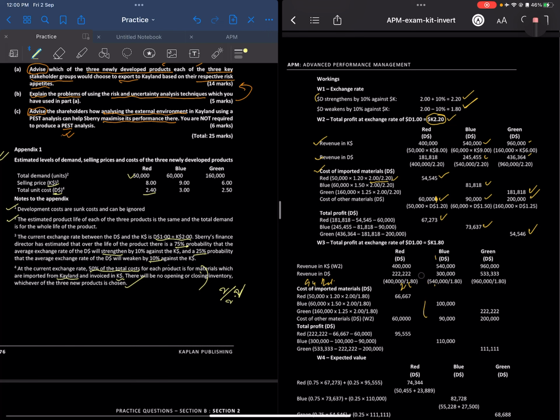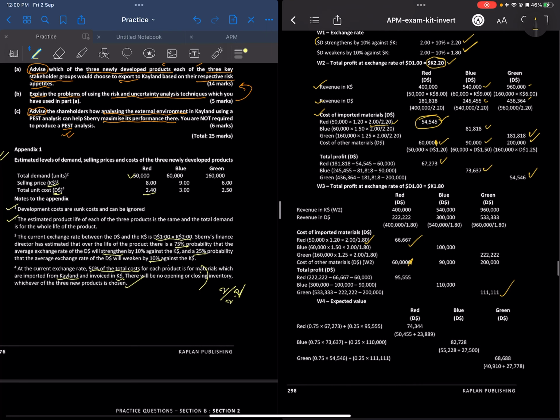Similarly in this situation, they use the same thing, but here they reduce the price. So $1 is only worth 1.8, right? So the dollar has weakened right now, so we have to pay more. You see over here, 66,667. Before we were only paying 54,000, or if the exchange rate moved in our favor, we would have to pay only 54,545. But if it does not, we have to pay more. Based on that we calculated the profit.